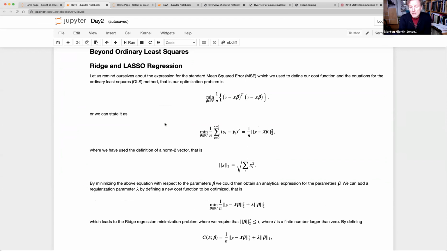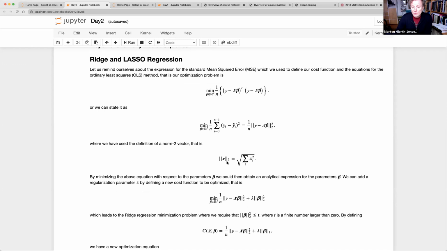So before we stop, I wanted now to mention what actually happens with ridge and lasso. When we looked at the ordinary least squares, what we did was simply to minimize the function which you see here. So my model is x times beta, or these functions y here. This is normally given in terms of a norm 2 vector. A norm 2 vector is given by the sum of all the squared matrix elements, and then it's the square root of that quantity. So if you square that one, as you see up here, that is the same as just another way of writing this expression.